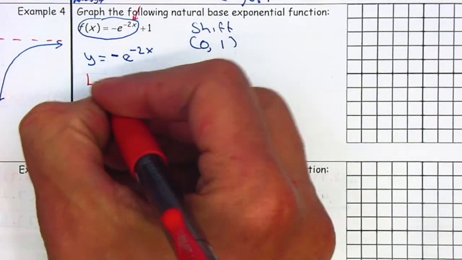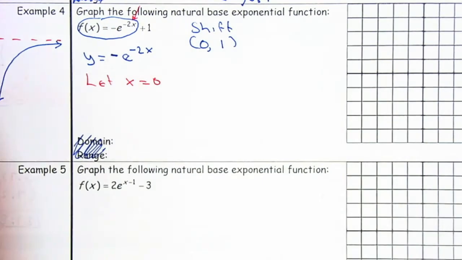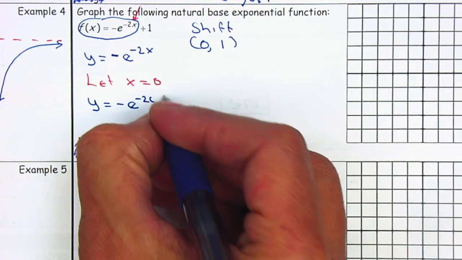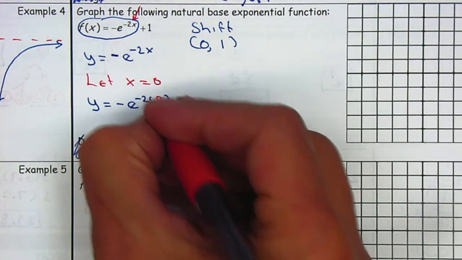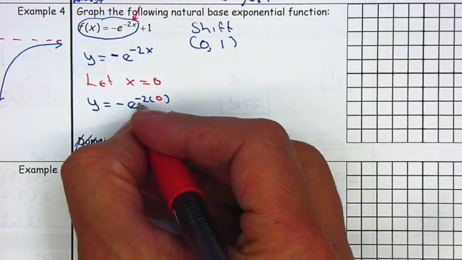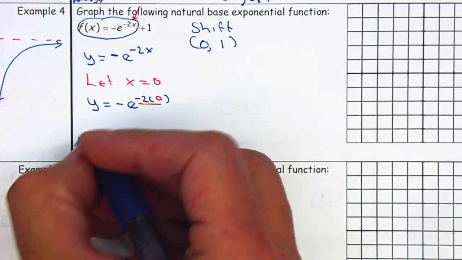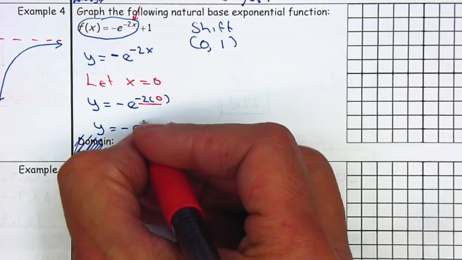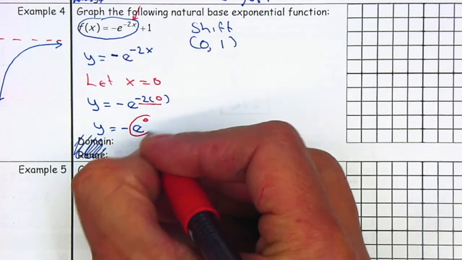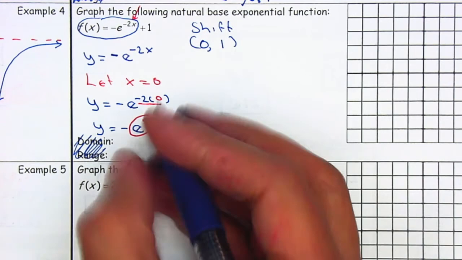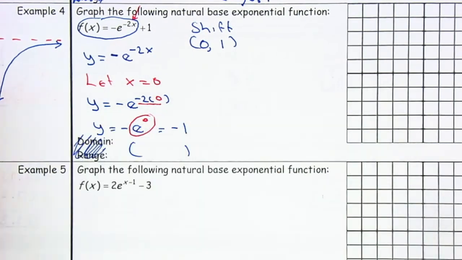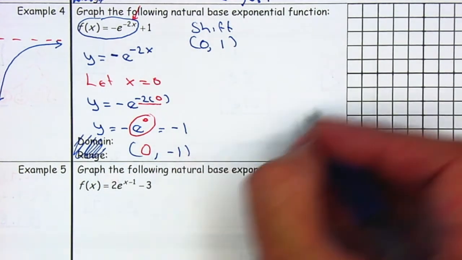I'm going to let x equal 0, and I'm going to plug in 0 instead of the x. Negative 2 times 0 is 0. Anything to the 0 is just 1. So that means that y is equal to negative 1. That will give me my first point. If x is 0, my y value is negative 1. And I'm going to go ahead and plot it.